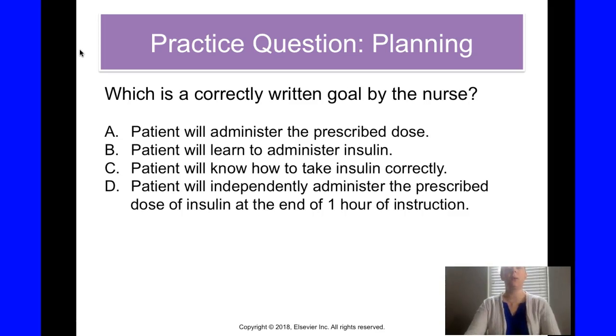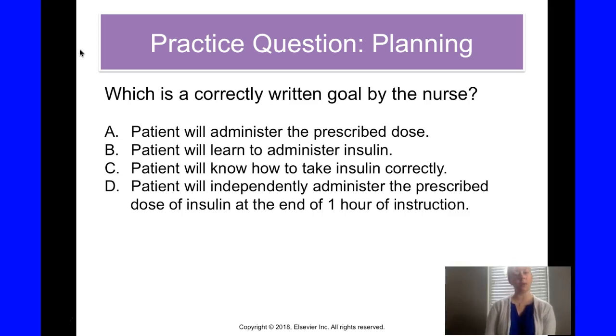Which is a correctly written goal by the nurse? All right, so this question's easy to break up. Which one's correct? You're writing the goal, and which one did you write that was correct? Patient will administer the prescribed dose. Patient will learn to administer insulin. Patient will know how to take insulin correctly. Or patient will independently administer the prescribed dose of insulin at the end of 1 hour of instruction.